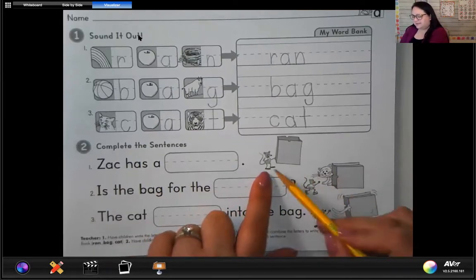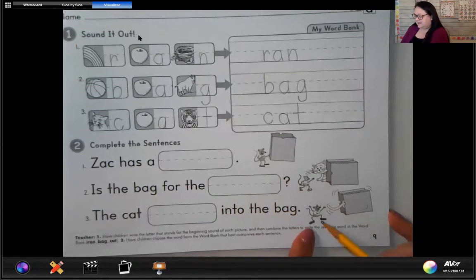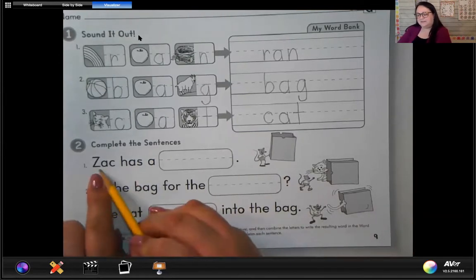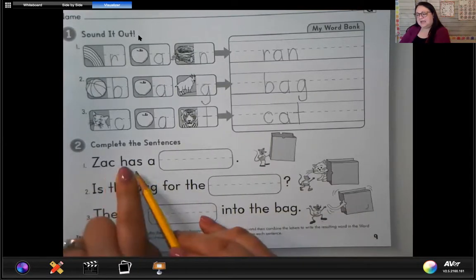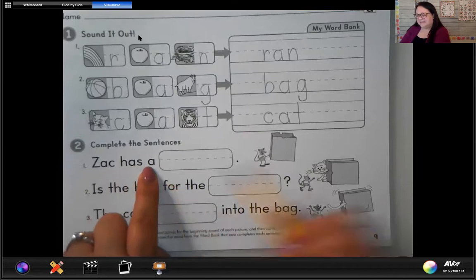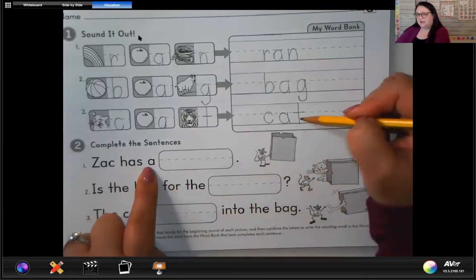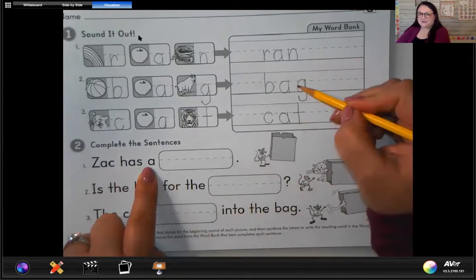So we see Zach, he's that mouse, and he has a bag. Zach is down here with a cat and a bag. And then there's Zach, and it looks like the cat went into the bag. Okay, so let's see if we can figure out what these sentences say. So sentence number 1. This is Zach. This is the name. Zach has a, what does he have? A ran, a bag, or a cat. Which one of these 3 things does he have? Of course, we know it's a bag.